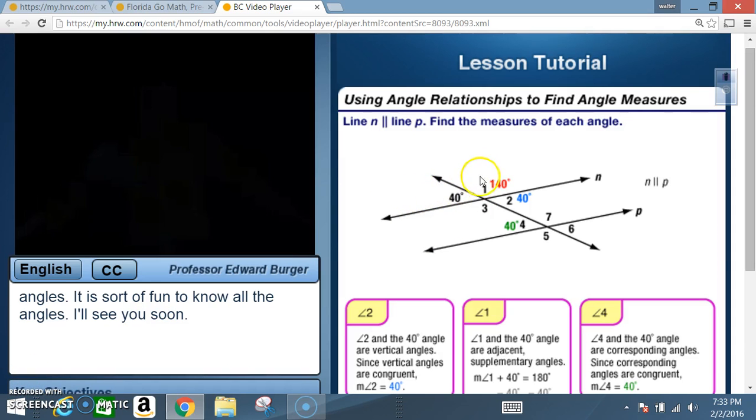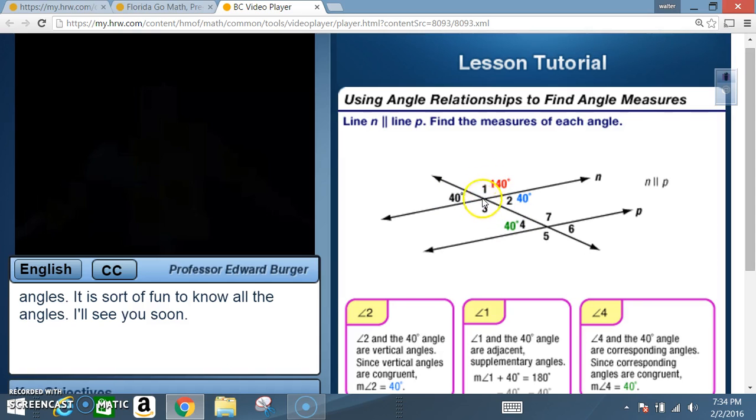Okay, the next thing we should be aware of is that angle 1 and angle 7 are equal to each other. These are called corresponding angles. Angle 1 and angle 7 are equal to each other, just like the angle of 40 degrees and angle 4, they're equal to each other. Also called corresponding angles.